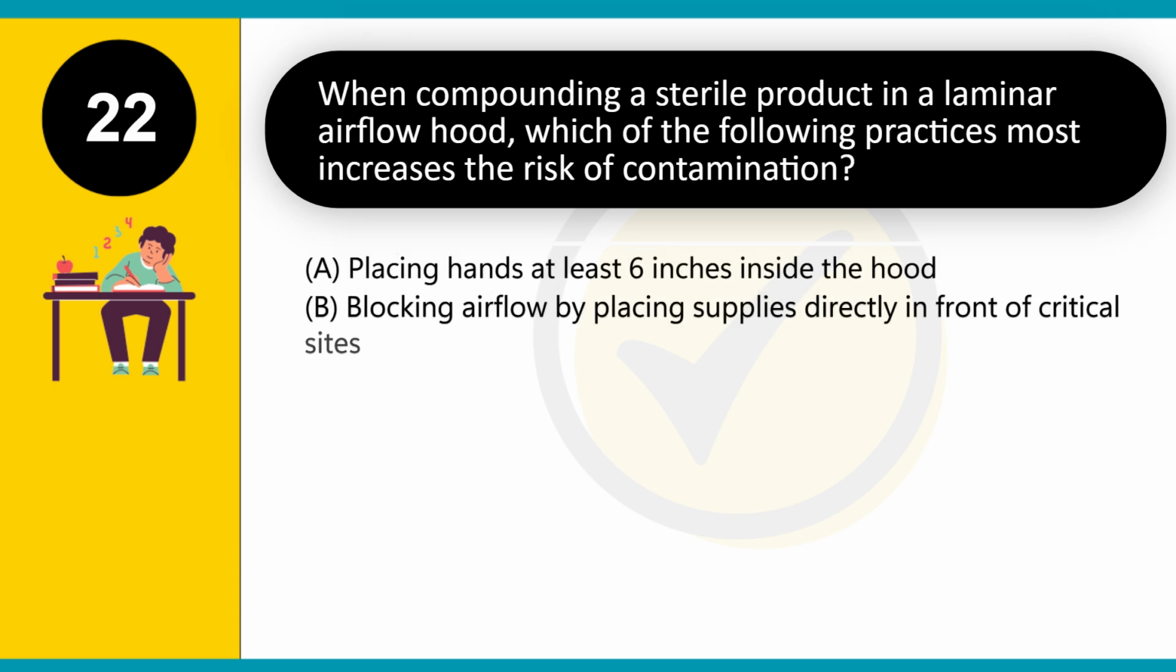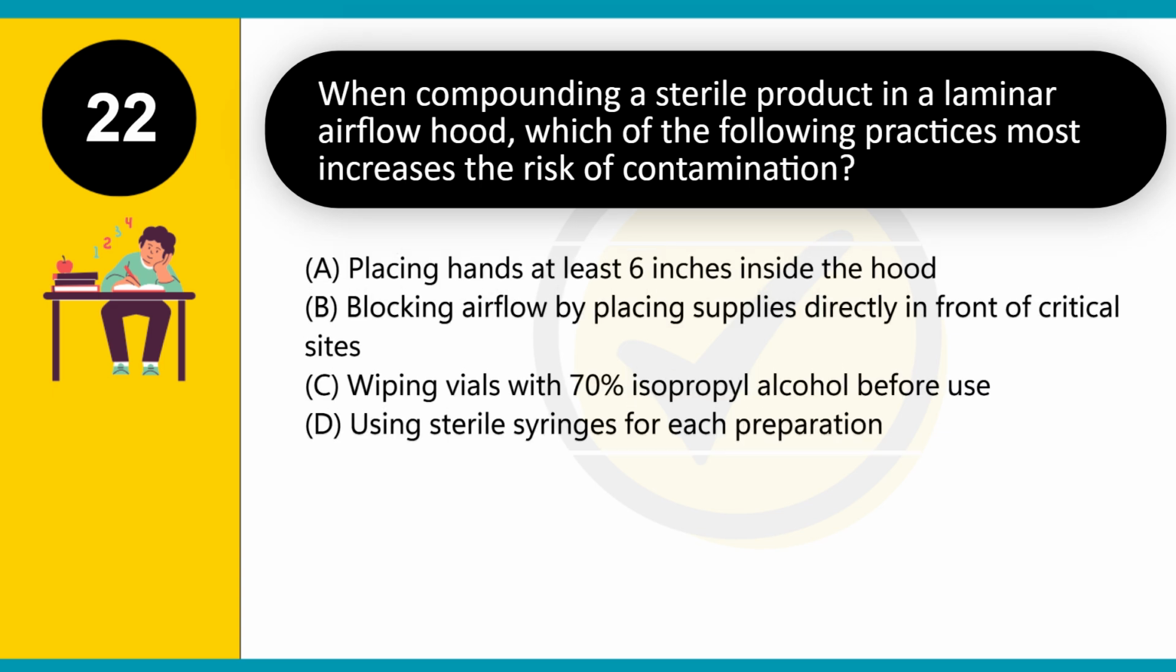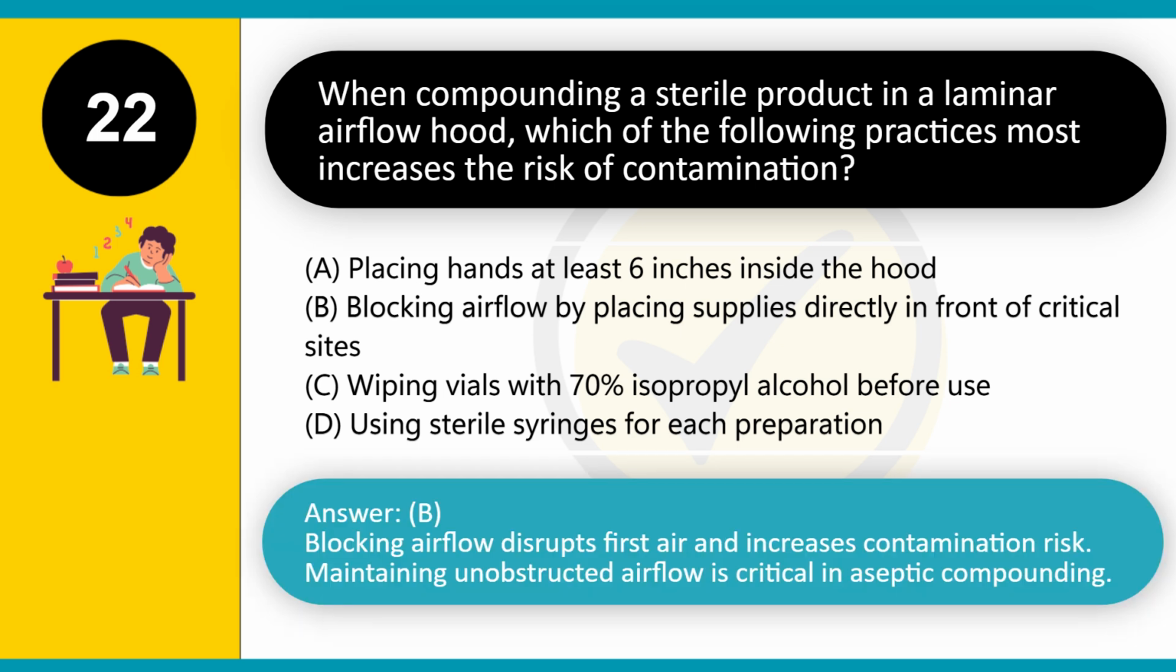When compounding a sterile product in a laminar airflow hood, which of the following practices most increases the risk of contamination? A. Placing hands at least 6 inches inside the hood. B. Blocking airflow by placing supplies directly in front of critical sites. C. Wiping vials with 70% isopropyl alcohol before use. D. Using sterile syringes for each preparation. Answer, B. Blocking airflow disrupts first air and increases contamination risk. Maintaining unobstructed airflow is critical in aseptic compounding.